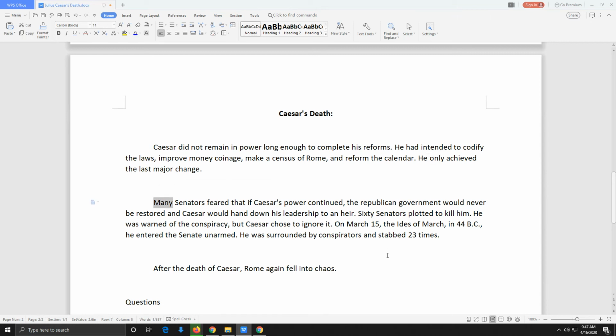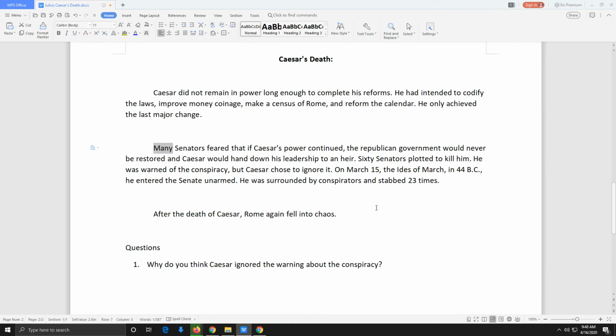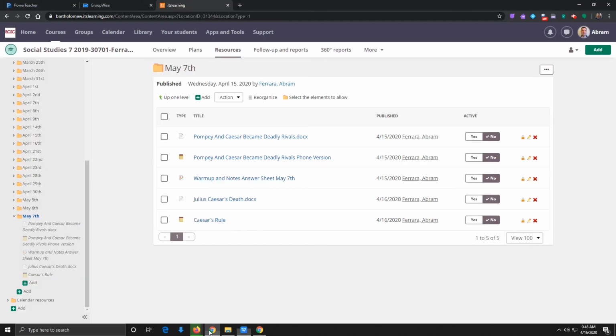Many senators feared that Caesar's power continued. The Republican government would never be restored, and Caesar would hand down his leadership to an heir. 60 senators plotted to kill him. He was warned of the conspiracy, but Caesar chose to ignore it. On March 15th, the Ides of March, in 44 before Common Era, he entered the Senate unarmed. He was surrounded by conspirators and stabbed 23 times. After the death of Caesar, Rome again fell into chaos. All right, guys, going to answer those questions if you would for today.